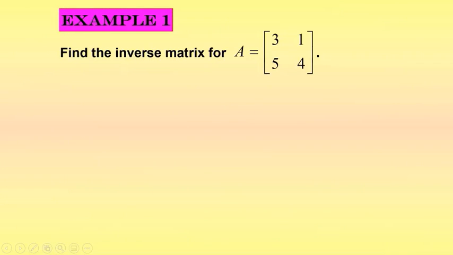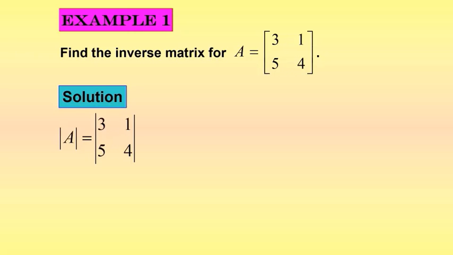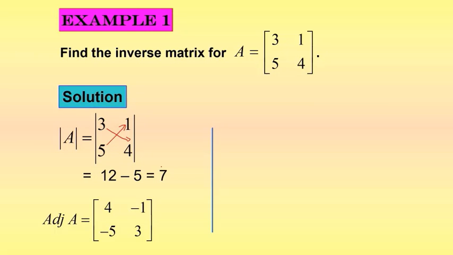Example 1, find the inverse of A = [3 1; 5 4]. So this is the determinant, how to find it. Downward minus upward. So we have 3 times 4, which is 12, minus 5 times 1, which is 5. So the determinant is 7. So we can proceed with the inverse. If this were 0, the matrix would have no inverse.